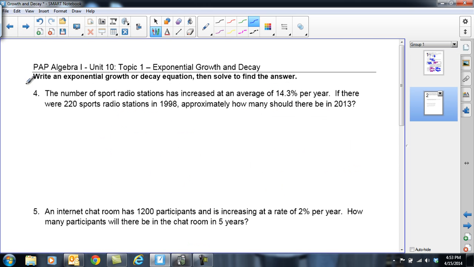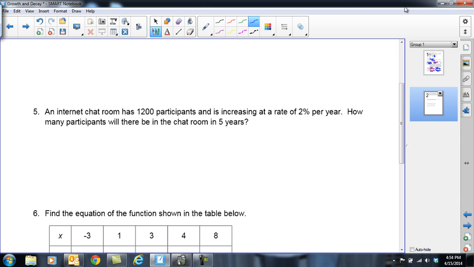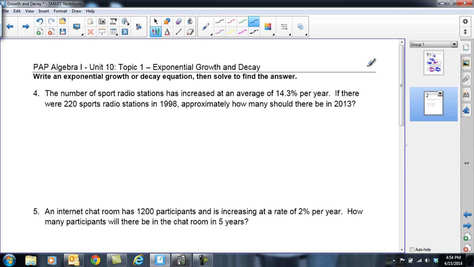So let's flip over to the back. Let's do a couple more problems. So we'll do number 5 here. And take that back. We'll do number 4. Number of sport radio stations has increased at an average of 14.3% per year. If there were 220 sports radio stations in 98, approximately how many would there be in 2013? So here's our rate. So I have y equals, A is my starting value, which is 220. Then it's increasing, so it's 1 plus, and 14.3%, you move your decimal, becomes 0.143, to the power of t.